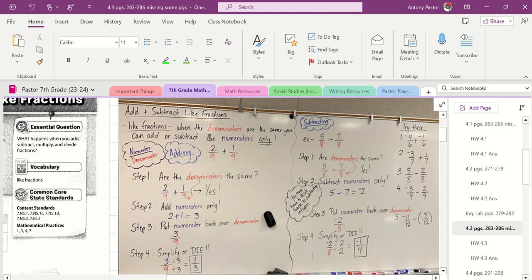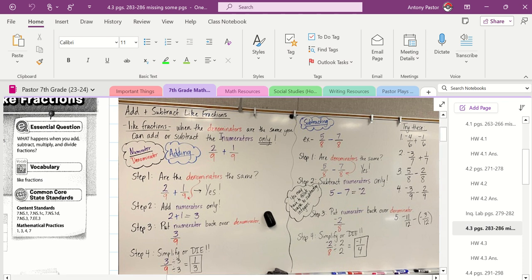Like fractions, when the denominators are the same, you can add or subtract the numerators only. So again, for fractions to be like fractions, they have to have the same denominator. You can do this by scaling up or scaling down, depending on if the fractions will allow. And if not, you're going to look for the least common multiple or least common denominator. Again, when you add and subtract like fractions, the only math that's happening is with the numerators. The denominators will stay the same.